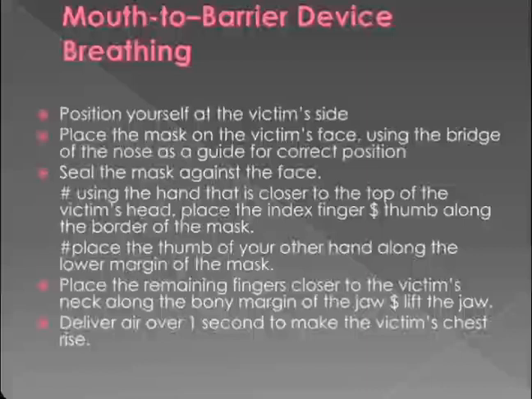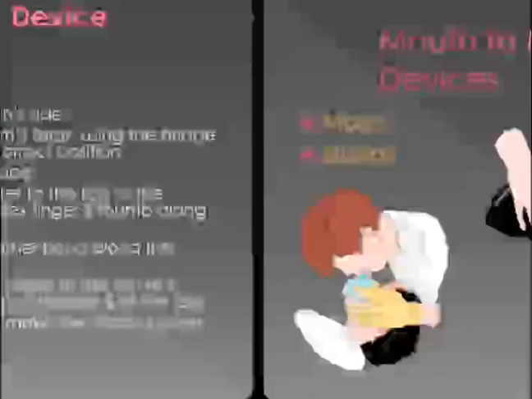Position yourself at the victim's side. Place the mask on the victim's face, using the bridge of the nose as a guide for correct position. Seal the mask against the face. Using the hand closer to the top of the victim's head, place the index finger and thumb along the border of the mask. Place the thumb of your other hand along the lower margin of the mask. Place the remaining fingers closer to the victim's neck along the bony margin of the jaw and lift the jaw. Deliver the air over 1 second to make the victim's chest rise.